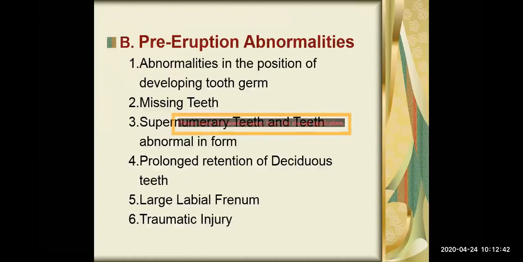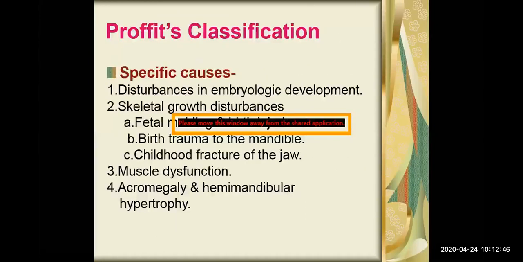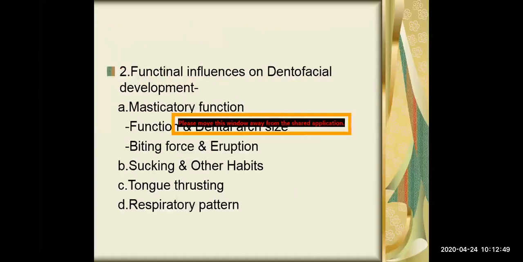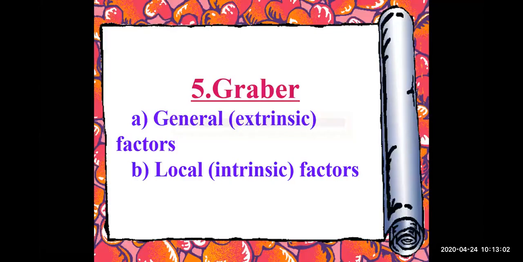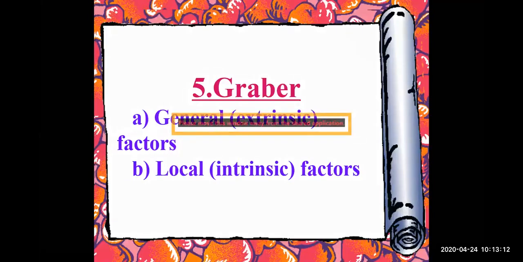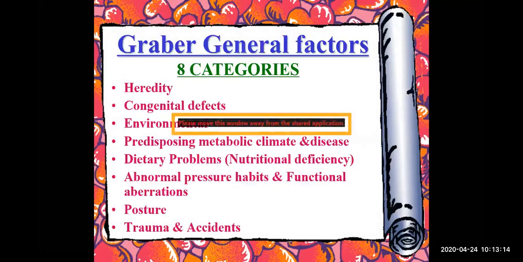Then you have the Proffit also, but the most widely used, he has designed in another way. The most important for you is the Moyers-Dockrell's equation, those 7 categories. Then you have the Graber's general and local factors. The general is nothing but your extrinsic factors, and the local is your intrinsic factors. So the Graber's general factors, you have these 8 categories.